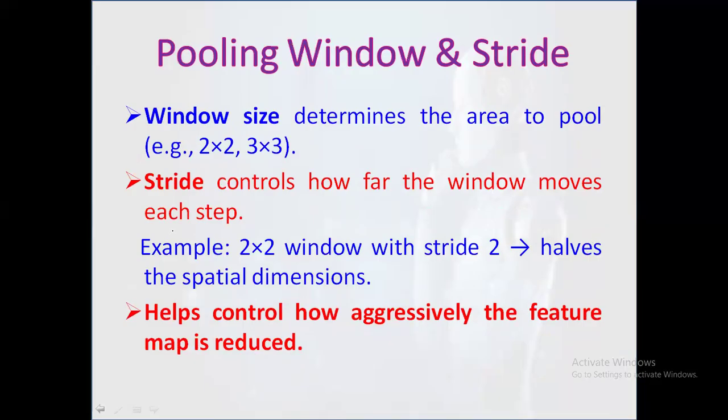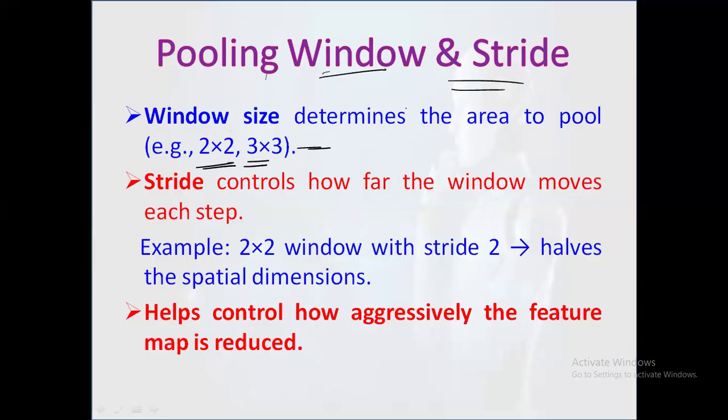Here, the pooling uses the window and stride to determine how the feature map is downsampled. The window size, if you are taking 2 cross 2 or 3 cross 3, defines the region that will be summarized, while the stride controls how far the window moves each time.